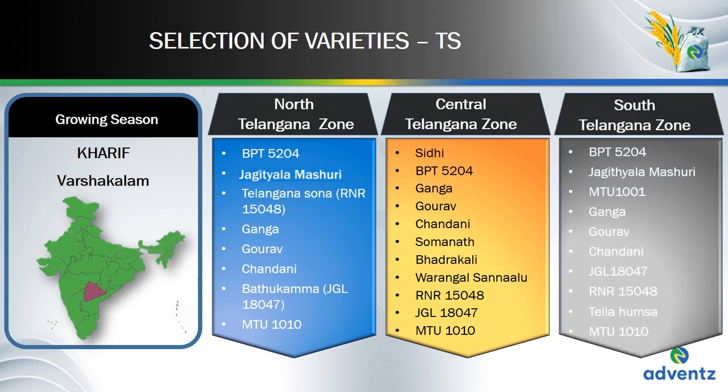And for the south zone of Telangana state, for the rice growing in Kharif or Varshakalam season, the important varieties are BPT 5204, Jagatiyala Mashuri, MTU 1001, Ganga, Gaurav, Chandani, JGL 18047, RNR 15048, Telahumsa and MTU 1010.